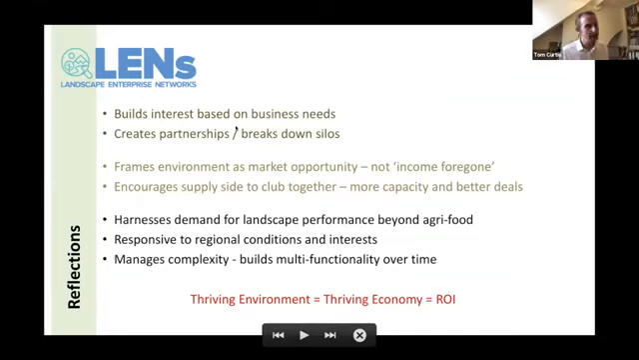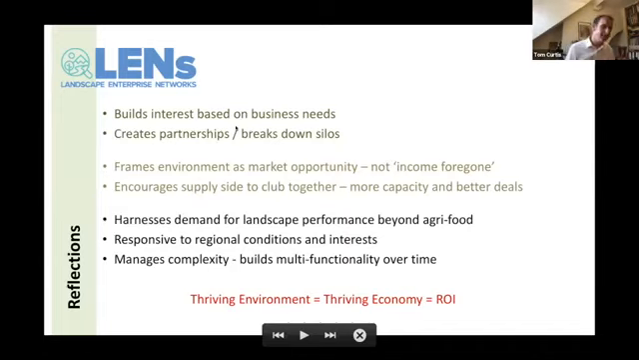and it creates partnerships and it breaks down silos between different sectors to help them co-procure. From the supply side, it frames the environment as a market opportunity, not income foregone. It encourages the supply side to club together, giving more capacity and getting them better deals, essentially, and that's better for everyone, more stable. And overall, it harnesses demand for landscape performance beyond agri-food.